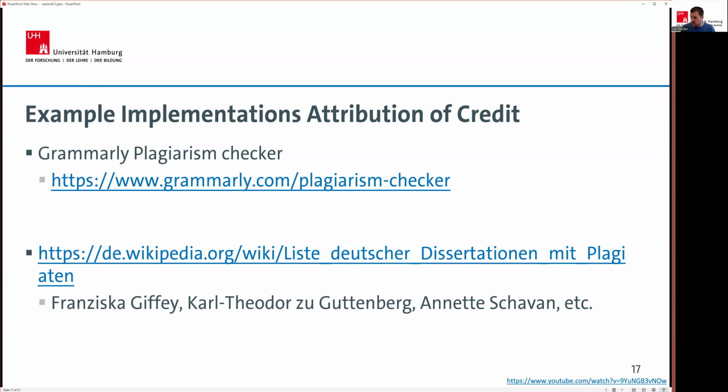Karl Theodor zu Guttenberg, we mentioned in the first lecture, he's a defense minister. Franziska Giffey, I think she was the mayor of the city of Berlin. Annette Schavan was actually Minister for Education and Science. They all later were found to have plagiarized content in the research they did to get a PhD degree, a dissertation, from sources where they didn't give appropriate credit. In many of these cases, these people had their degrees revoked, they had to step down from their positions, etc. So this is an example of the attribution of credit.